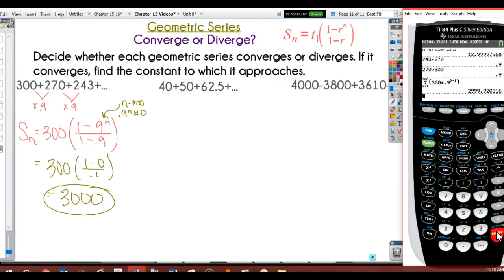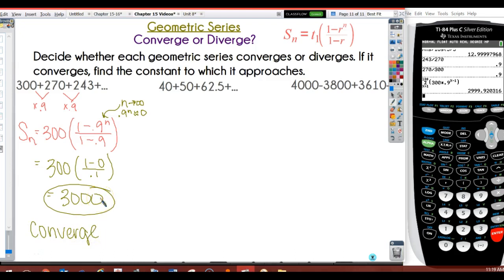It will take your calculator a minute because it has to find all of those 100 terms first, but we do get a number close to 3,000. We continue to increase this sum, and it's just going to get closer and closer to 3,000. So this does converge, and it converges to 3,000.